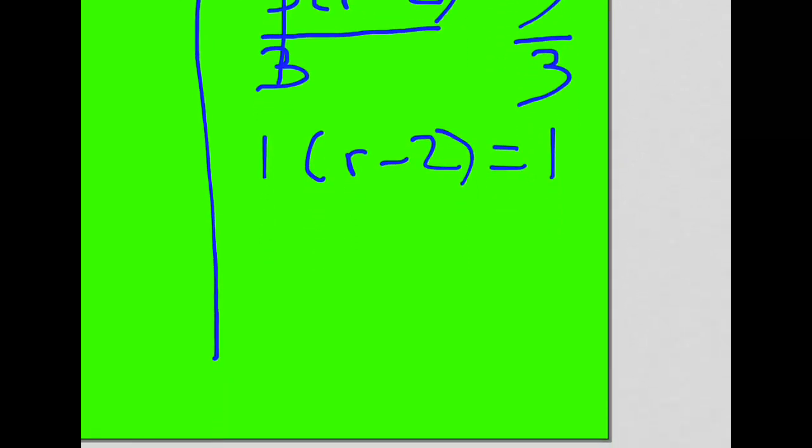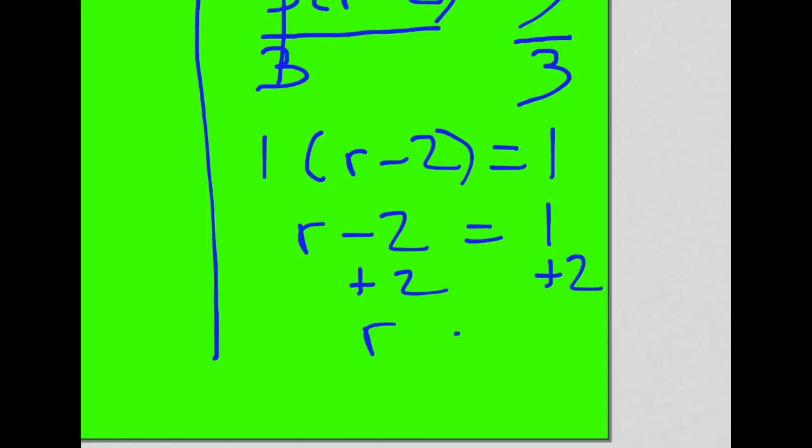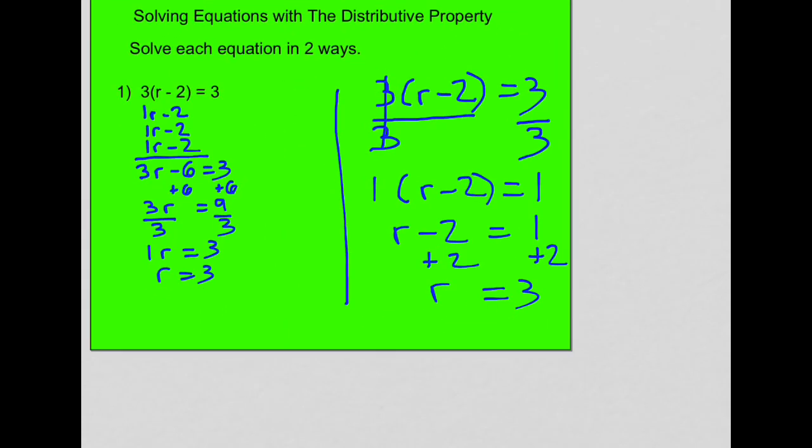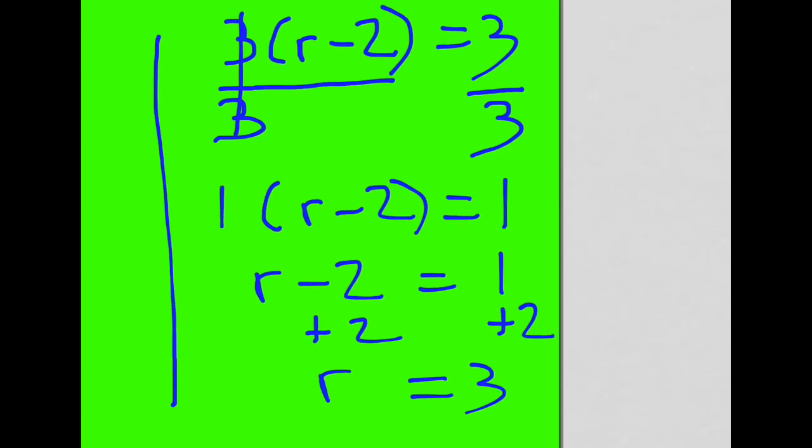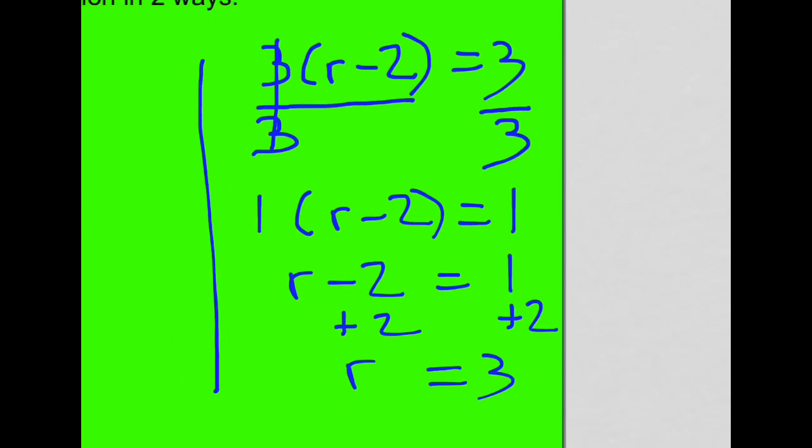Now really, 1 group of r minus 2 equals 1 is just r minus 2 equals 1. There's a simple single-step equation now. Add 2 to both sides, and you get r is equal to 3. And that should be the same as what we got on the other side, right? Now the benefit of doing it this way, you don't really see so much in this question, but it reduces the size of your numbers so that you have really small integers to work with.